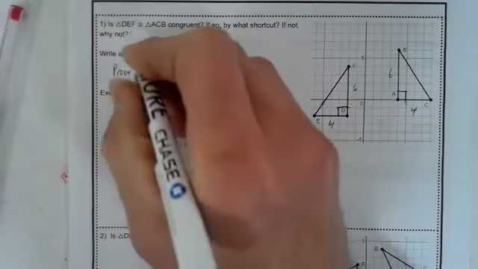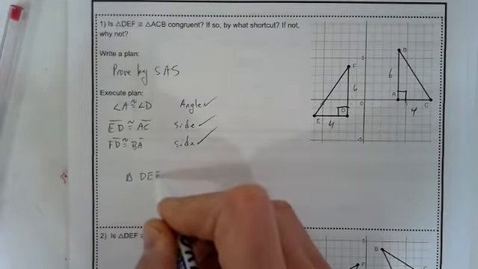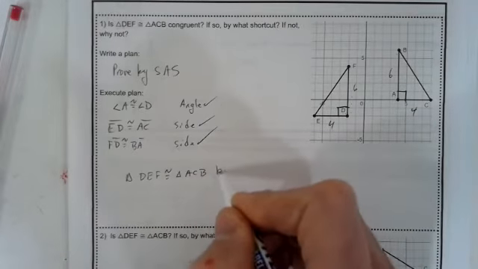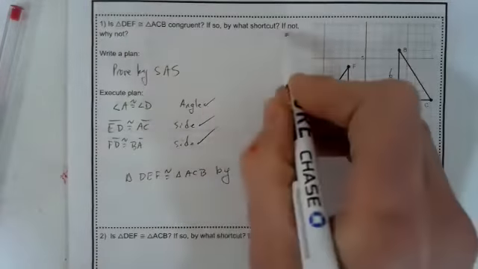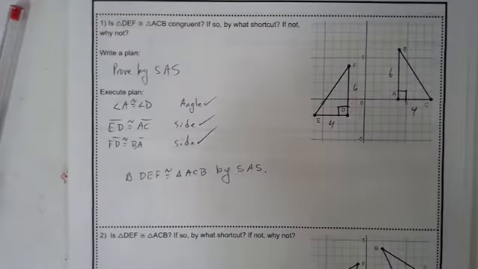So now triangle, I have to write it just like this up here. Triangle DEF is congruent to triangle ACB by, and it says what shortcut, so I have to write that out, side, angle, side. Fantastic, we're done. All right, let's look at the next one.